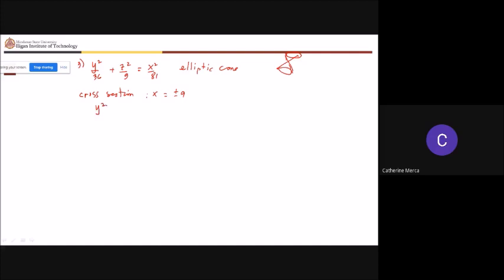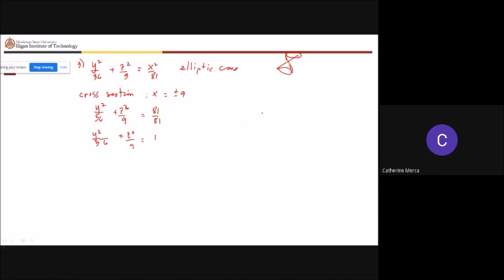So you will have y squared over 36 plus z squared over 9 equals, when x is equal to plus or minus 9, you will have 81 over 81. So the 1 is there. So you will have y squared over 36 plus z squared over 9 is equal to 1.